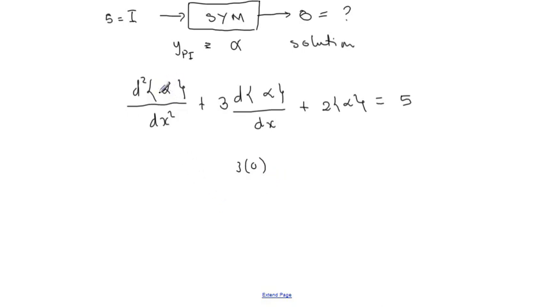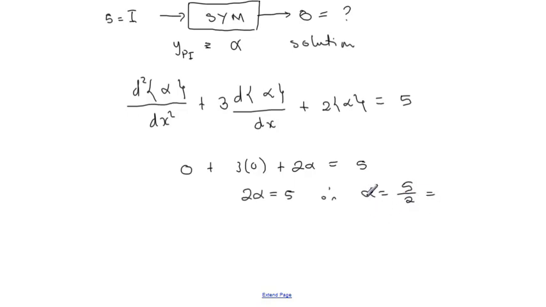And differentiating, the second derivative of alpha is actually the derivative of 0, which is going to give us 0 because 0 is a constant. And then plus 2 alpha, that will be equal to 5. Now simplifying this equation, you can see that this simply gives us 2 alpha equals 5, which then tells us that alpha is equal to 5 over 2.